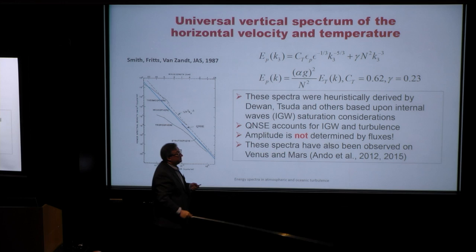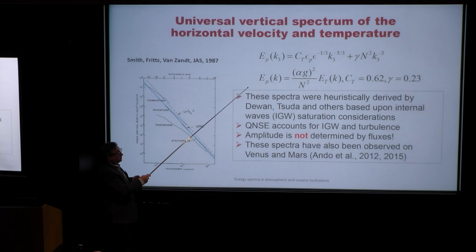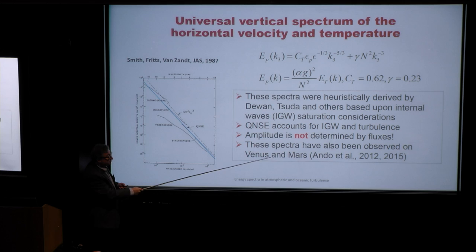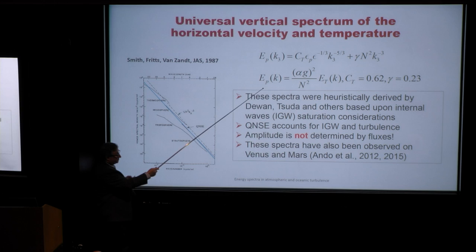On the other hand, what we get from QNSE is an analytical expression, and it also works for Venus and Mars. There were some measurements by Ander using the occultation data, and the temperature and the potential energy spectrum turn out very close to this. So it's another evidence of working in a different environment.